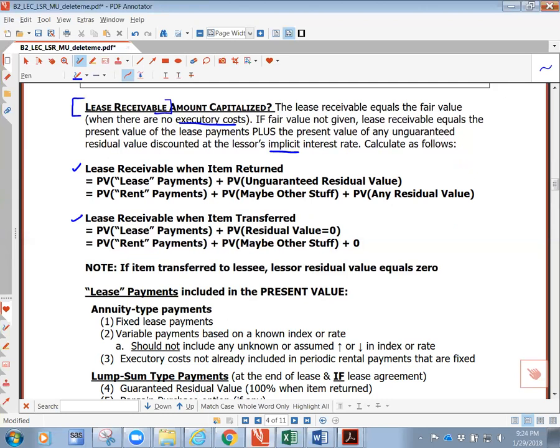Okay, so when they guarantee the residual value, they say, hey, if the car's not worth $5,000 at the end, it's only worth $3,000, the lessee will pay a $2,000 difference. If it's over $5,000, the lessee doesn't get anything. They're just making a guarantee.